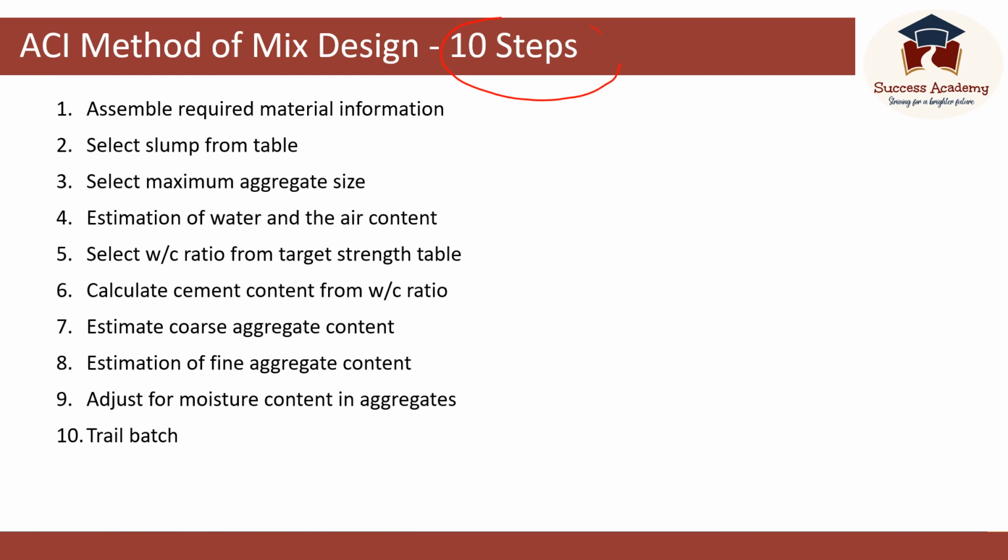First is assemble required material information, select slump from table, select maximum aggregate size, estimation of water and air content, select water to cement ratio from target strength table, calculate cement content from water to cement ratio, estimate coarse aggregate content, estimate of fine aggregate content, adjust for moisture content in aggregates, then we do a trial batch. Let's see in detail these steps.